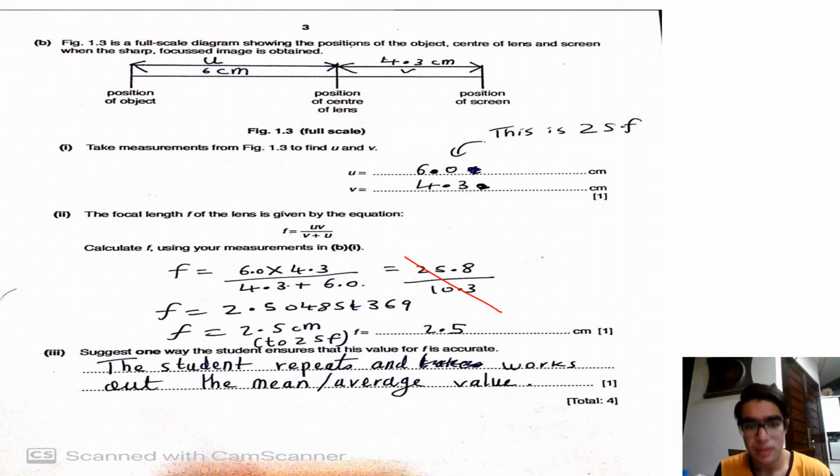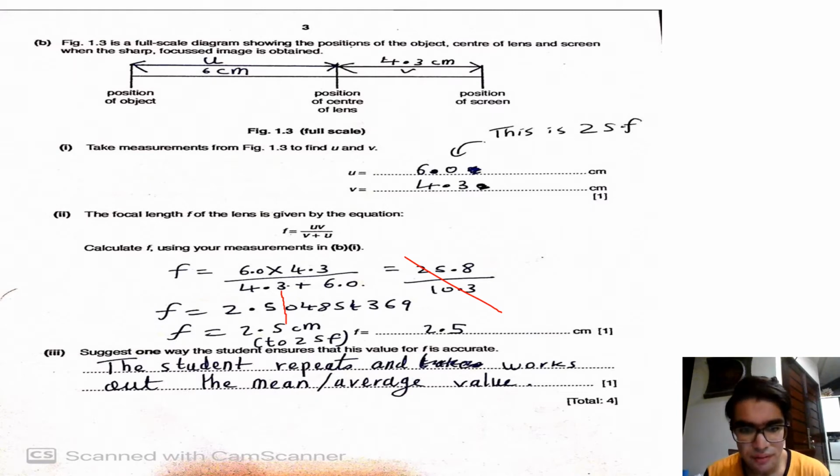The minimum is two significant figures because 6.0 times 4.3, these are two significant figures, and you basically calculate, and then the answer that you get is 2.5, I mean 2.5048, but then you round it to two significant figures, so it becomes 2.5. The reason you round it to 2.5 is because you round it to the least number of significant figures that we have in the question. The least number of significant figures in the question is 2, because 6.0 and 4.3 are two significant figures, so it's 2.5.